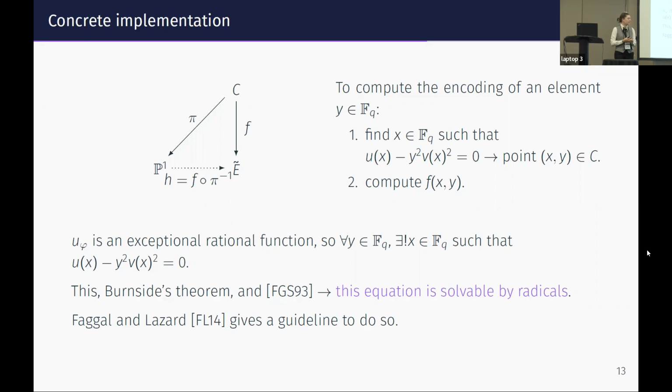So actually, we know that the rational function u phi is exceptional. So this allows us to know that we can solve it by radicals. And moreover, we have a very useful article from Fagal and Lazare that gives us a guideline to express explicitly the root of this polynomial. So this is actually not too difficult to do.